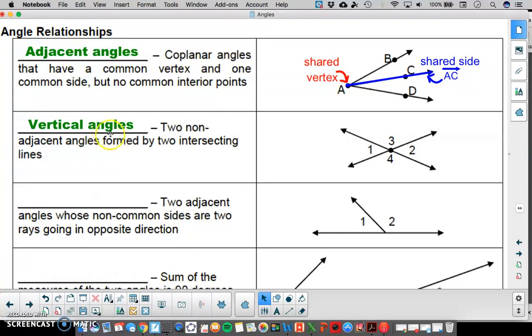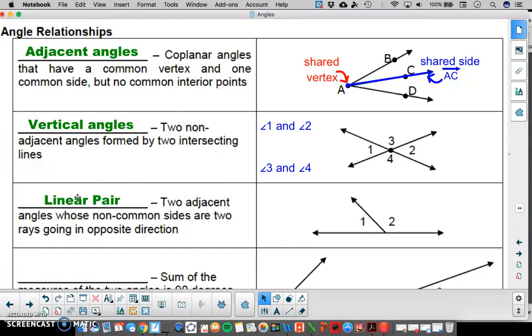Next we have vertical angles. These are two non-adjacent angles formed by two intersecting lines. Notice it uses the word non-adjacent, so they will not share a side. So here we have angles 1, 2, 3, and 4. Angles 1 and 2 are across from one another with those intersecting lines, and 3 and 4 are across from one another. These pairs are our vertical angle pairs. So we would say angle 1 and angle 2 are vertical angles, and angle 3 and angle 4 are vertical angles.